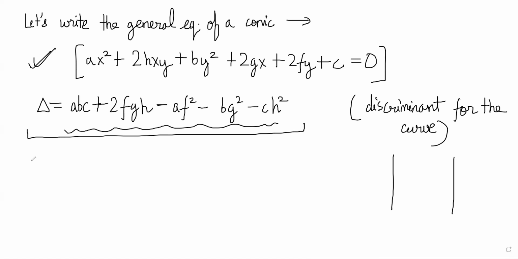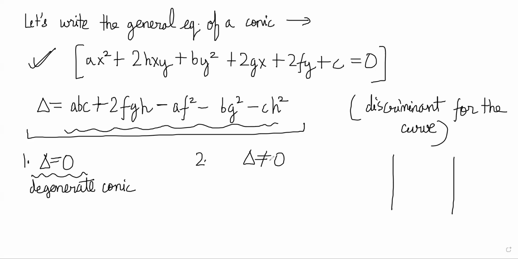So there are multiple cases. There is case 1 when del is equal to 0 and case 2 when del is not equal to 0. If del is equal to 0, we have the case called a degenerate conic. This is known as a degenerate conic. And if del is not equal to 0, it is a non-degenerate conic.